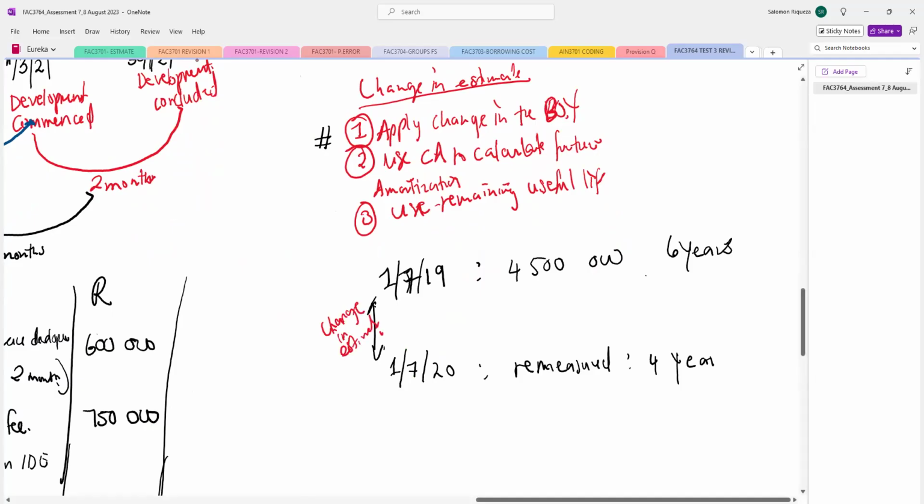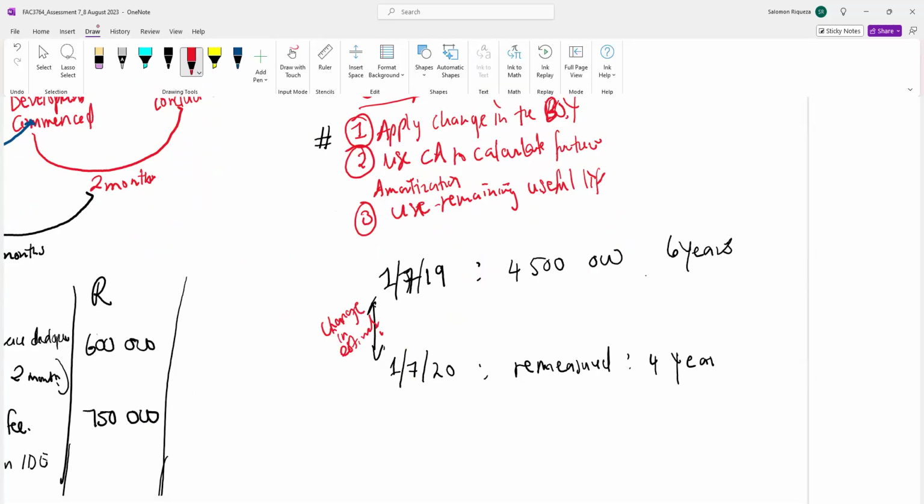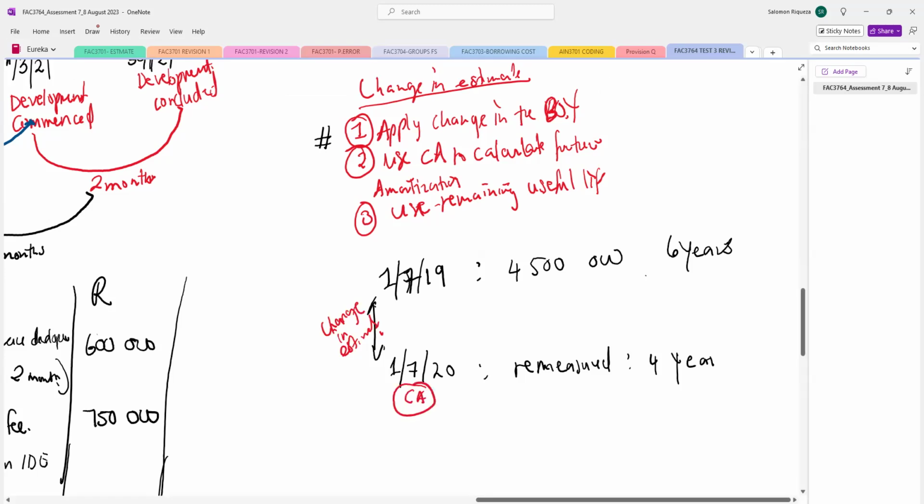So this proved that there was a change in estimates. Okay, so that's the story. That's what happened. So I want the carrying amount here, which I will then use to continue calculating. Just so we apply change in the beginning of the year, which is here. Now use carrying amount, which I will use to calculate further depreciation using the remaining useful life. Okay, so it's only 1 year that passed.